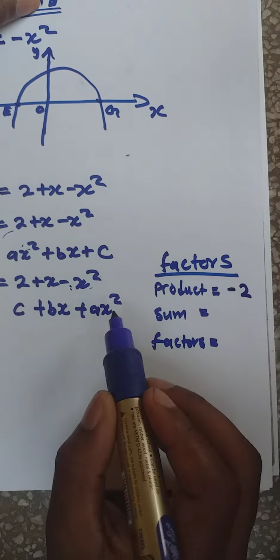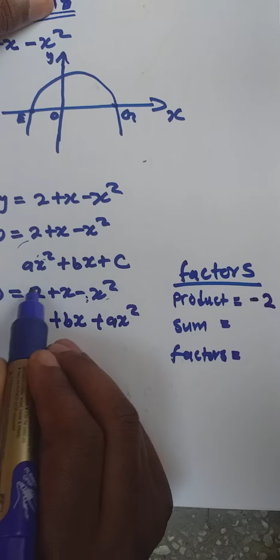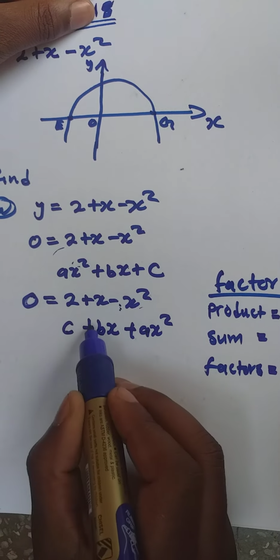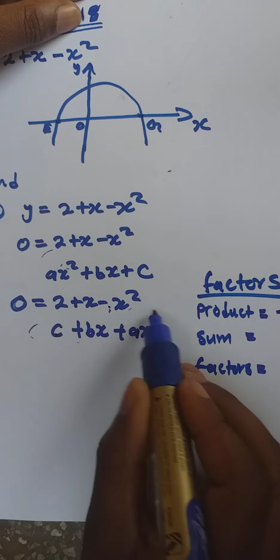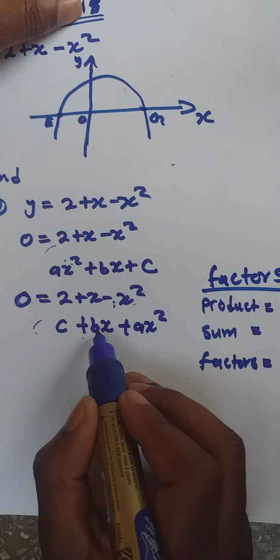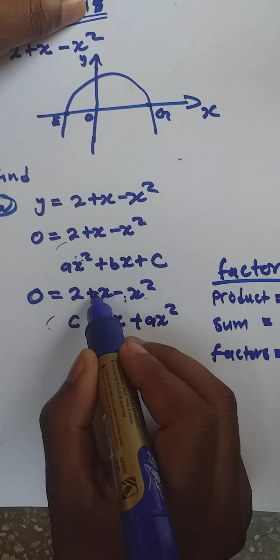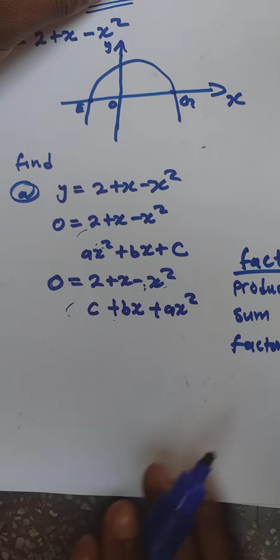So your product is what you get when you multiply a times c. In this case, it's negative 1 times the 2, so it's negative 2. That's a product. The sum you just get the value of b. In the standard quadratic equation which I've written here, b is the sum. So the one which is representing b is the number that is in front of the x. Since we cannot see a number, it means there is 1 which is positive. So you write 1.